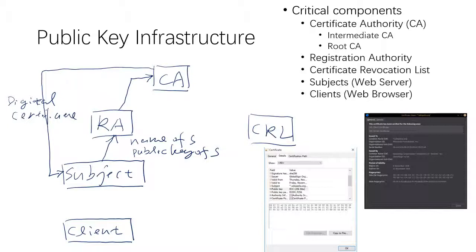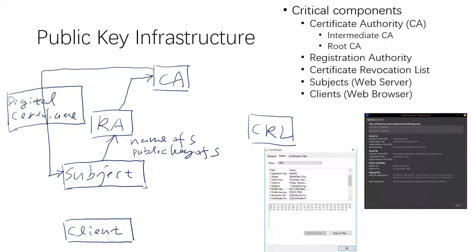What this digital certificate contains is the public key of the subject, the name of the subject, and other information. Everything is signed with the private key of the CA. As a result, nobody can create this digital certificate except for the CA. When the subject receives the digital certificate, the subject will store it until a client wants to visit the subject.